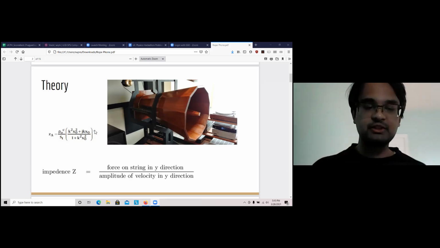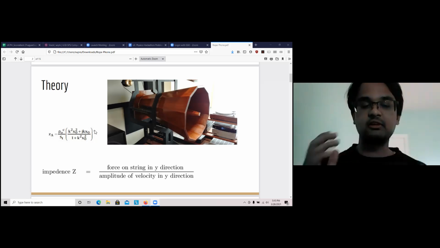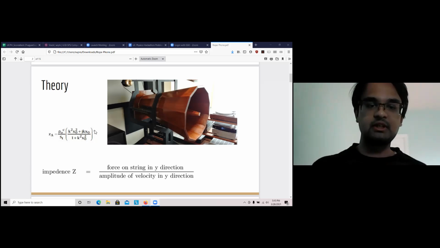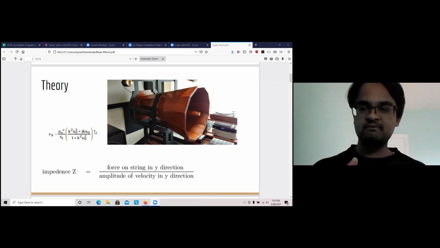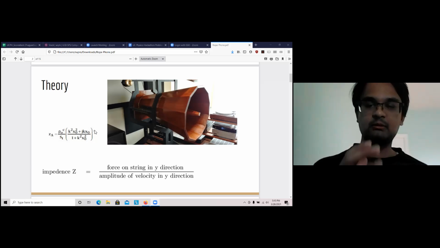However, this is very simplified. It's for an infinitely long cone, and X naught is for the mean. There's a mean surface area that you can calculate, and that is the length for X naught. But it's all really simplified, and it doesn't really reflect the real world.